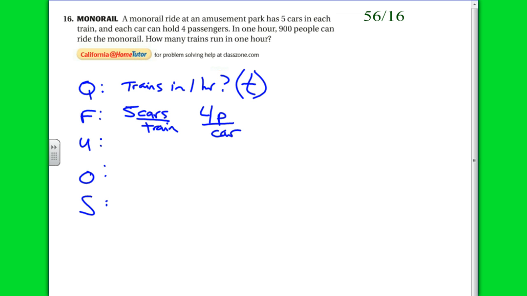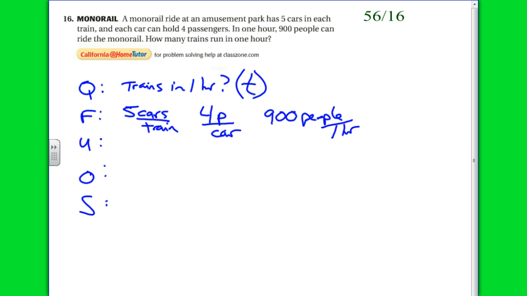Cooper? 900 people to ride. 900 people in 1 hour, right? In 1 hour. Interesting. 900 total people in 1 hour ride all these trains, however many. The question is how many trains in 1 hour? And we know that 900 people travel in 1 hour, so we're just trying to figure it out. Is there any other fact that we need? No other fact? We have them all?